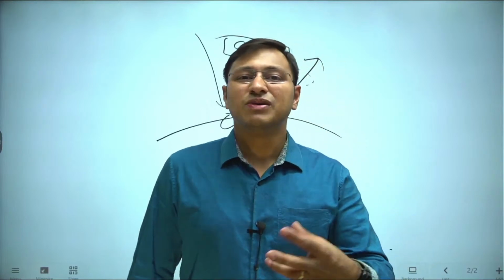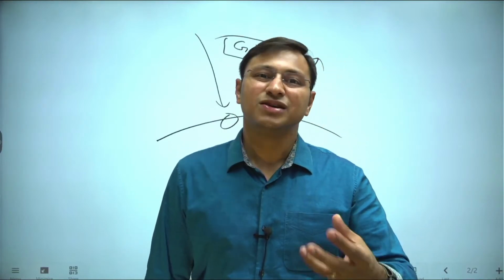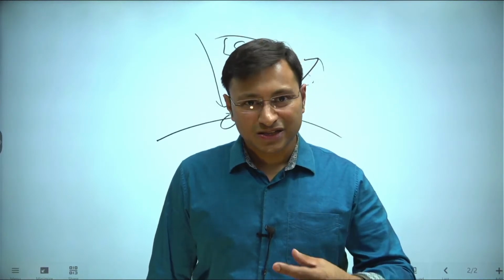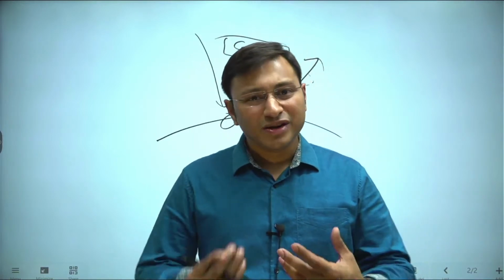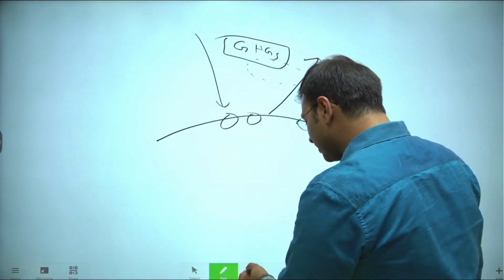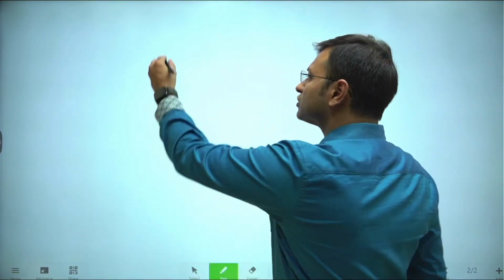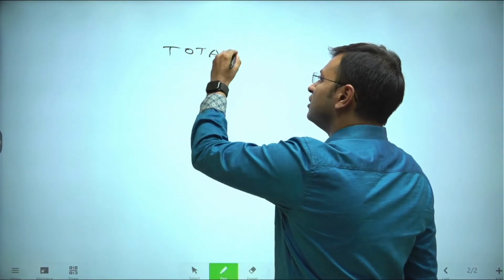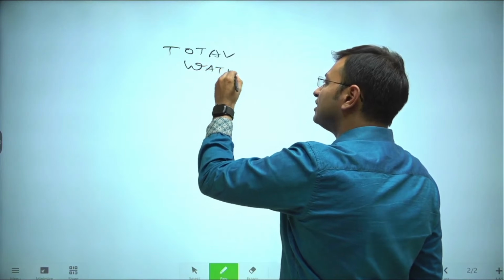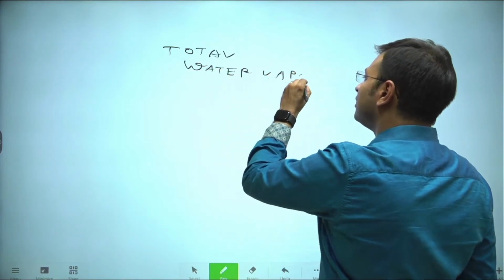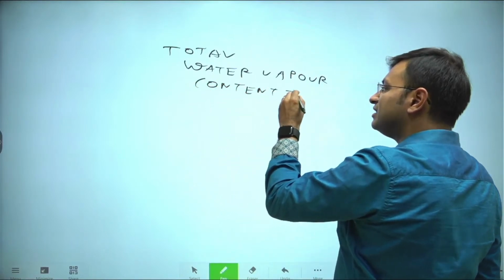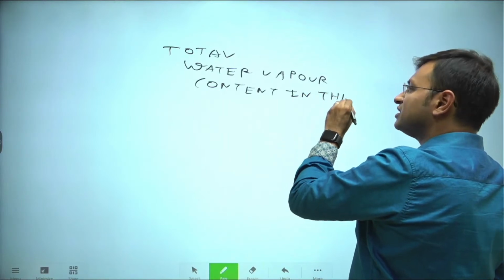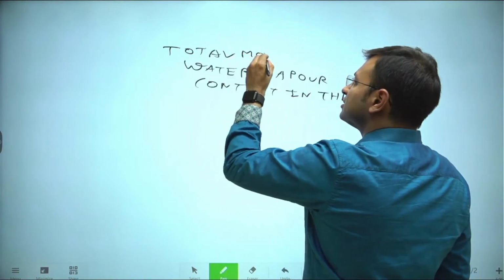Now one very simple question comes up: how should we measure the water vapor content, how should we measure the humidity of a place? If I'm asking you to measure the moisture content or the humidity of a place, you can answer me very simply: what is the moisture in the air? Moisture is basically the total water vapor content in the air. So this is the total moisture of air.